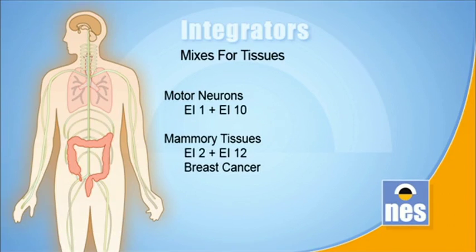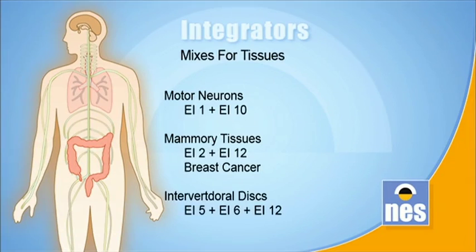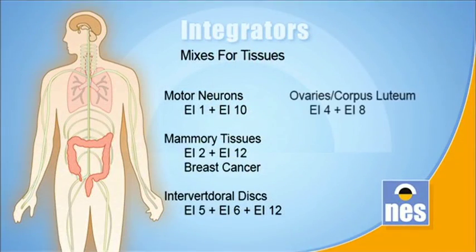There's another combination you need to remember for intervertebral discs, where this has been definitely diagnosed with X-ray and so on. For chiropractors, please remember crushed intervertebral discs, trying to get them to regenerate. You use Integrators 5 plus 6 plus 12. Same treatment session, 10 minutes apart. Ovaries are another complex one that requires special treatment. Ovaries you can use Integrator 4, Integrator 8 together. When I say ovaries, I include corpus luteum.